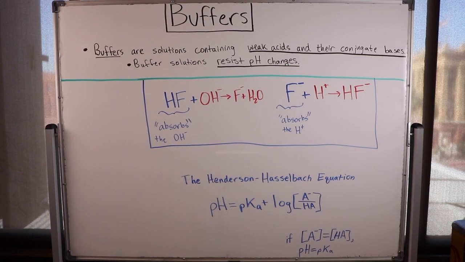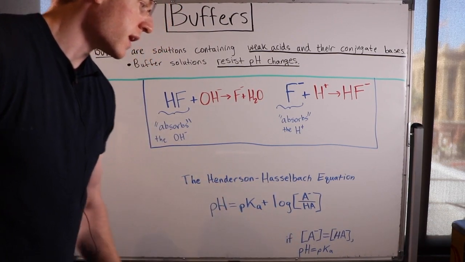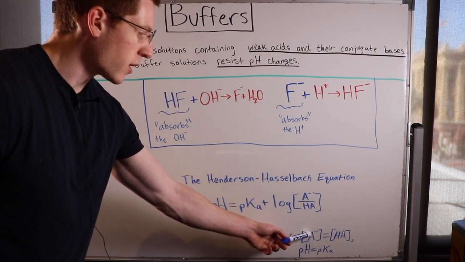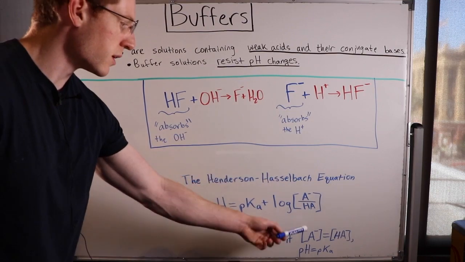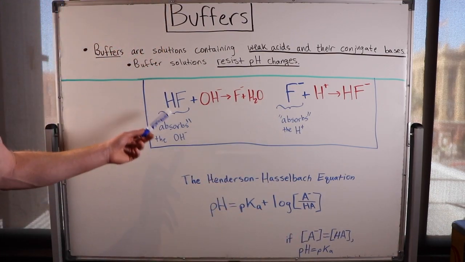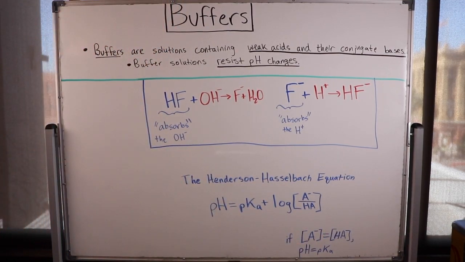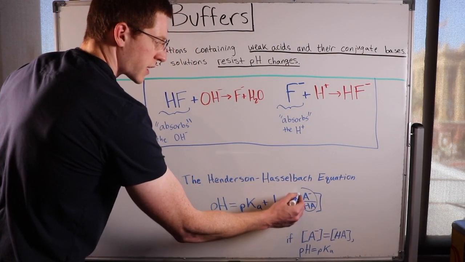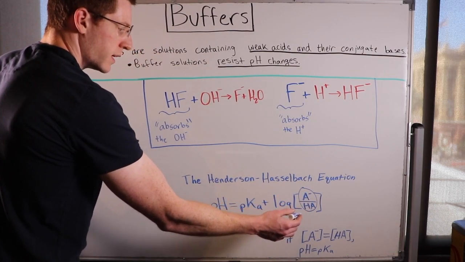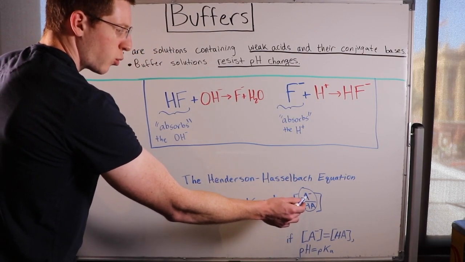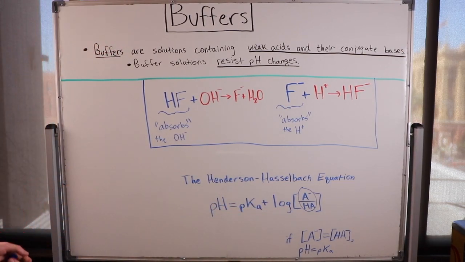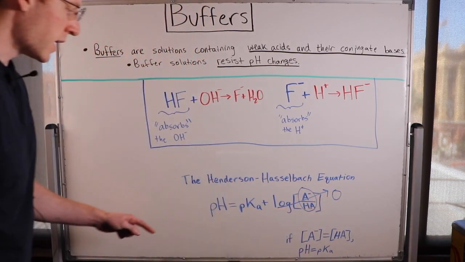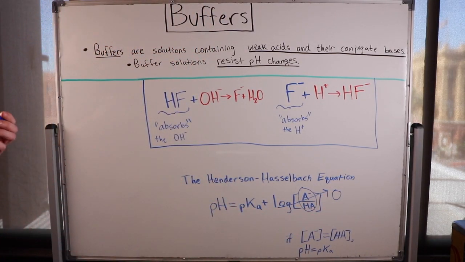And something special happens when A minus equals HA in terms of concentration. So again, this would be like our fluoride ion, so we could plug in F minus for here, and then hydrofluoric acid, we could plug that in for our general HA acid. If these two equal each other, think about what's going to happen to this fraction here. Well, it's going to be 1, right? And we know that the log of 1 is 0. So then if these two are the same, this whole term goes to 0, and pH equals the pKa.